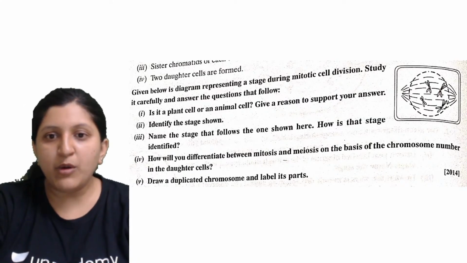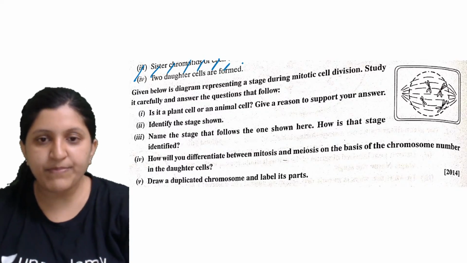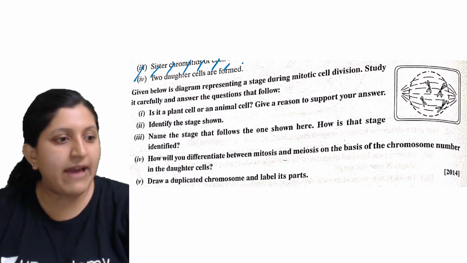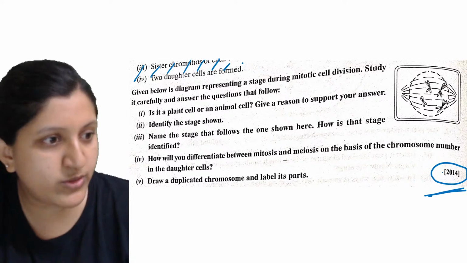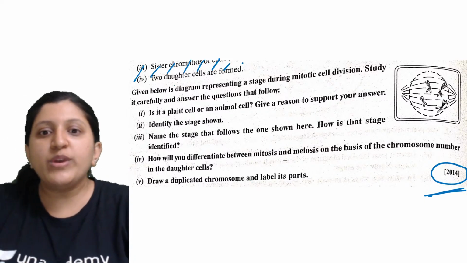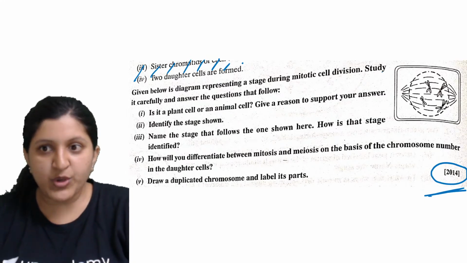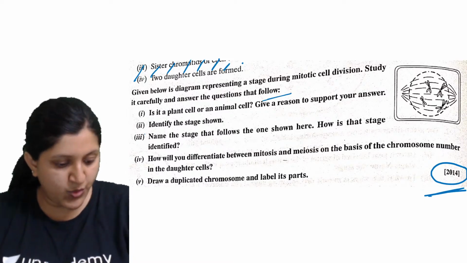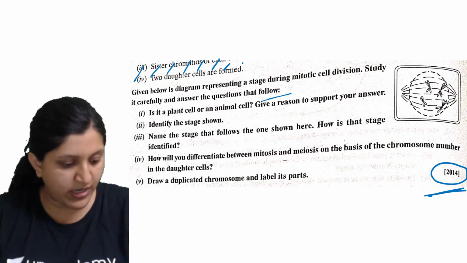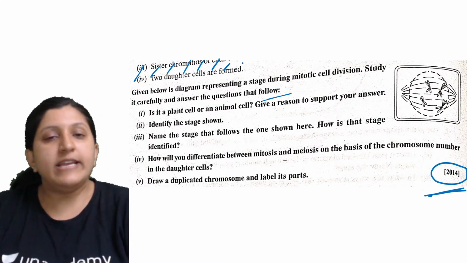Alright, so let's have a look at the next question now. This is from the previous question itself. Given below is a diagram, so you can have a look at this one. This question was asked in the year 2014. Given below is a diagram representing a stage during mitotic cell division. Study it carefully and answer the questions that follow. So you need to have a look at these diagrams, and study the questions that follow.